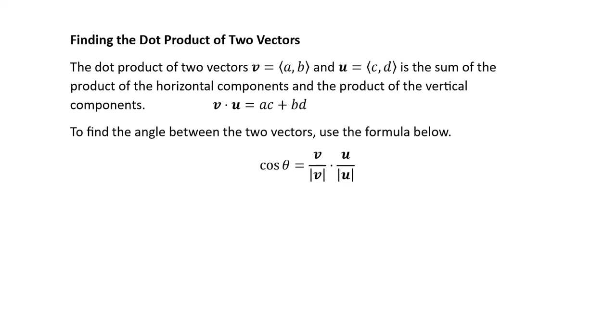Finding the dot product of two vectors. The dot product of two vectors v equals <a, b> and u equals <c, d> is the sum of the product of the horizontal components and the product of the vertical components. To find the angle between the two vectors, we use the formula below. Cosine theta equals v over the magnitude of v times u over the magnitude of u.